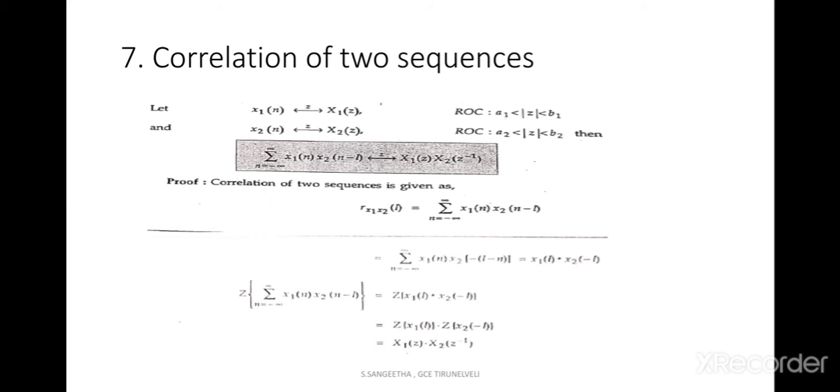We have the z transform X1(z) X2(z^-1). So the correlation of two sequences can be given as r_x1x2(l) = sum of x1(n) x2(n minus l). So we have to simply solve this equation. We are substituting x1(n) and x2(n minus l). Next we are getting the sum of x1(l) x2(minus l). By solving this equation, we are getting capital X1(z) X2(z to the power minus 1). Hence the correlation of two sequences can be proved.